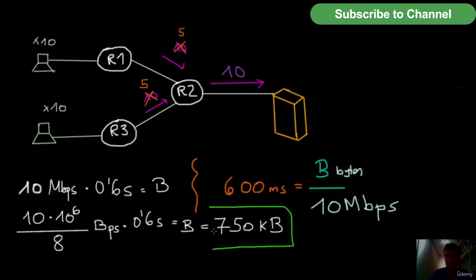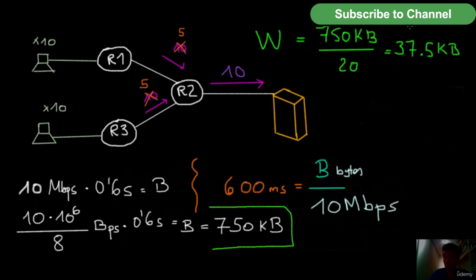In fact we can calculate this in two different ways. First of all, we can calculate the window that each TCP connection will have as the R2's buffer averaged across the connections. So we can calculate the window W as the size of the buffer of the R2, 750 kilobytes, divided by the number of TCP connections, which is 20. This gives us 37.5 kilobytes. This is one way to approach this problem, and it is very simple.